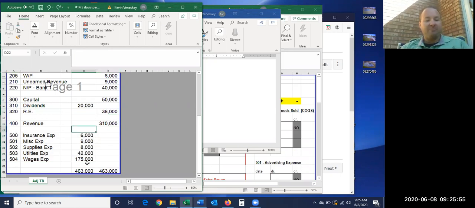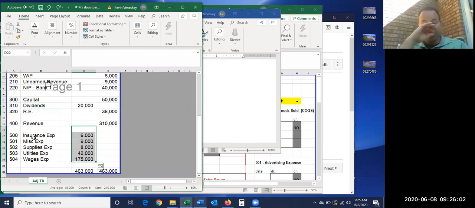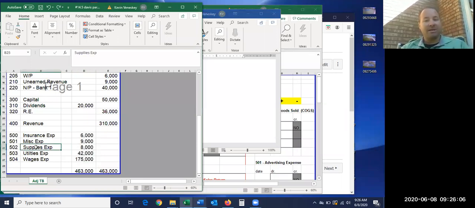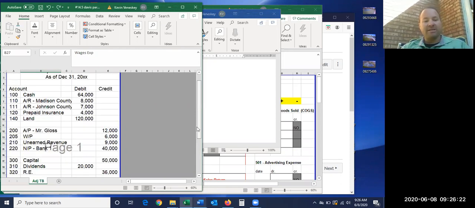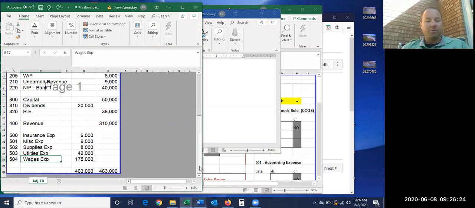And then they've had a benefit provided to them of all of these amounts. So they've had insurance, some miscellaneous stuff. They've used some supplies in their business like printer paper, printer ink, whatever it might be. They've had to pay the utility bill. They got the use of utilities. And then the biggie, which is usually the biggie for most companies, is the labor. They got the benefit of labor. We're going to use all of these accounts to prepare the financial statements.